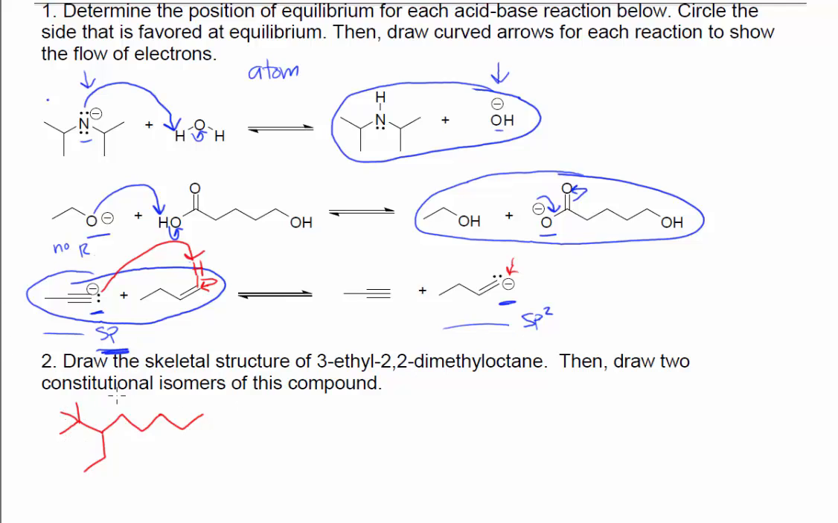And then we want two constitutional isomers. So all we have to do is match the number of carbons here. There are no double bonds, there are no rings, and so we know that if we have the same number of carbons, we'll have the same chemical formula, and thus we'll have a constitutional isomer.